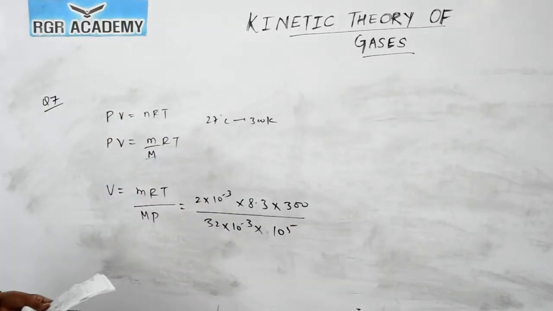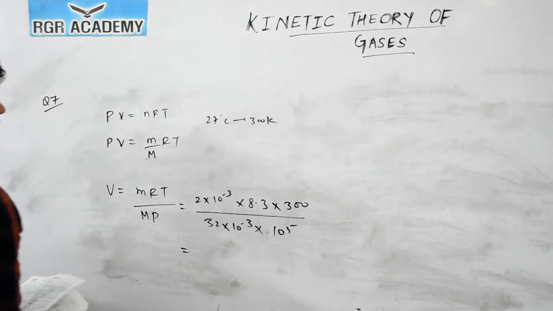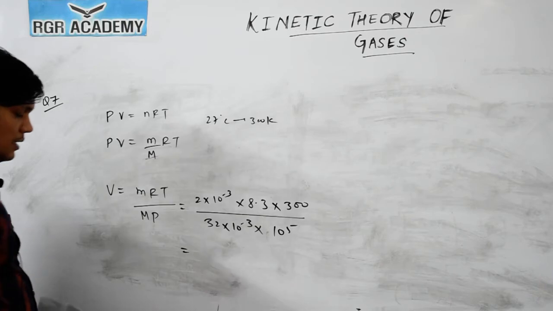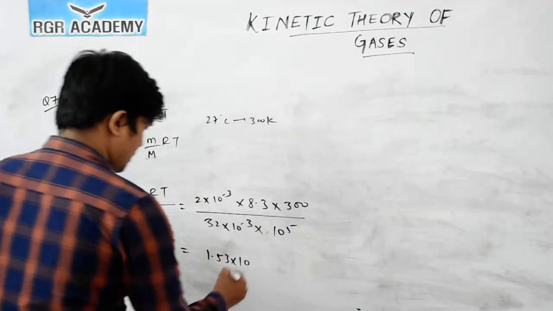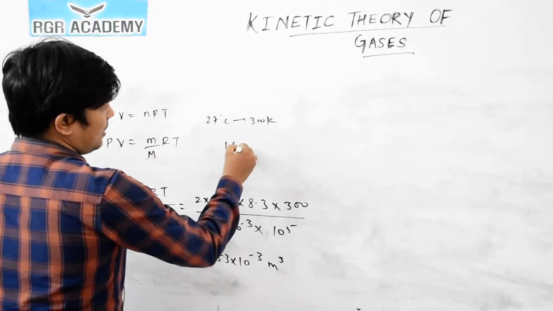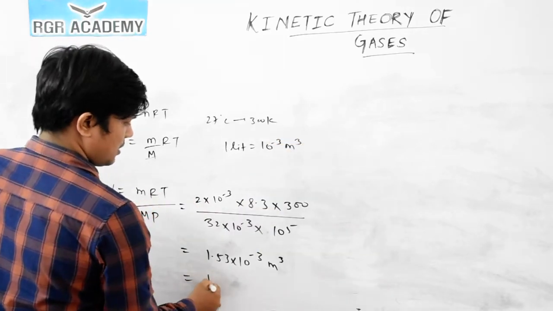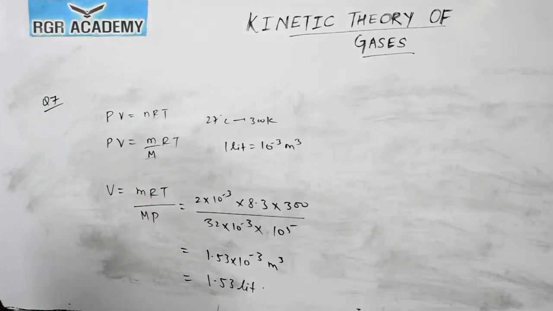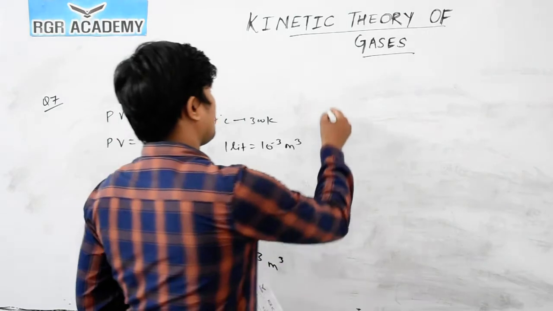So if you solve this, you will get the volume in meter cube. That is 1.53 into 10 to the power minus 3 meter cube, and we know that 1 liter is equal to 10 to the power minus 3 meter cube. So we can write this as 1.53 liters. So the answer is 1.53 liters. Now we will move on to question number 8.